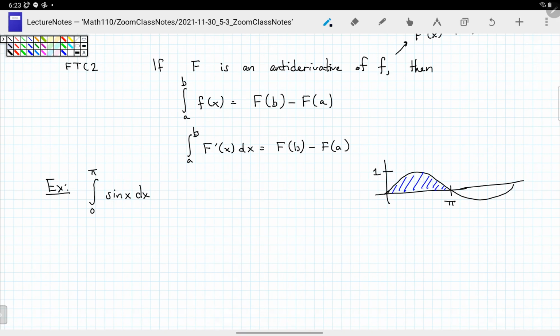So you might think, well, if I was to draw a rectangle here, then that area would be pi by 1. So this is pi. So it's going to be more than half of pi. So the fundamental theorem of calculus 2 tells us how we can actually calculate it. So we need to find an antiderivative of sine of x.